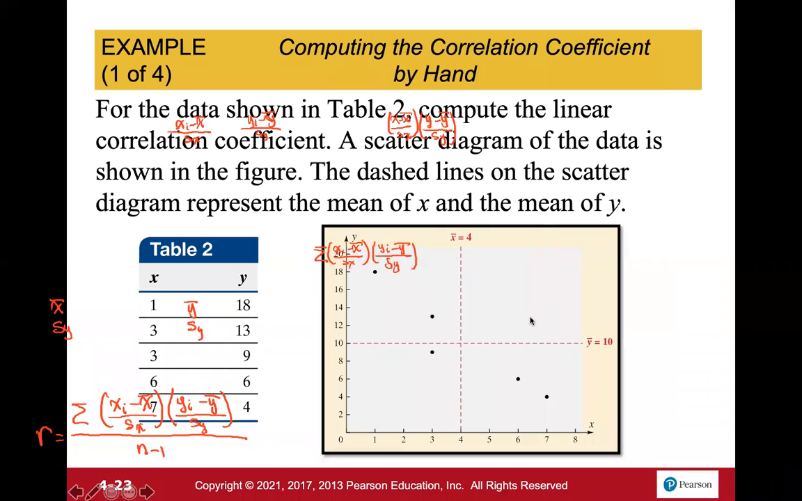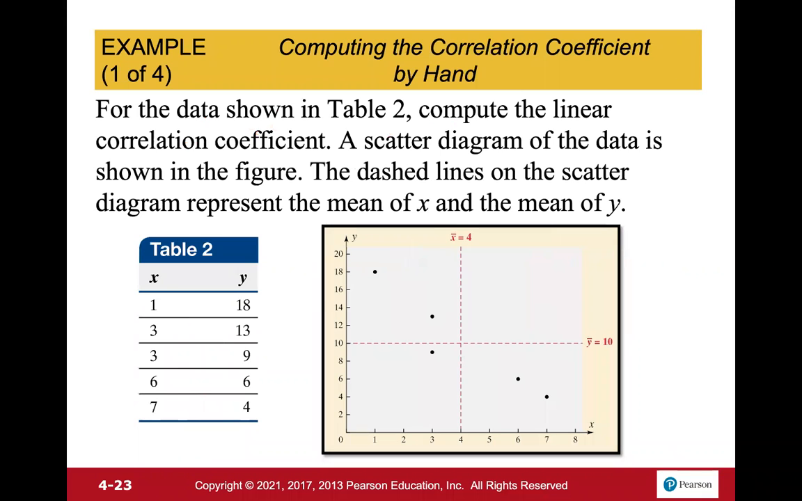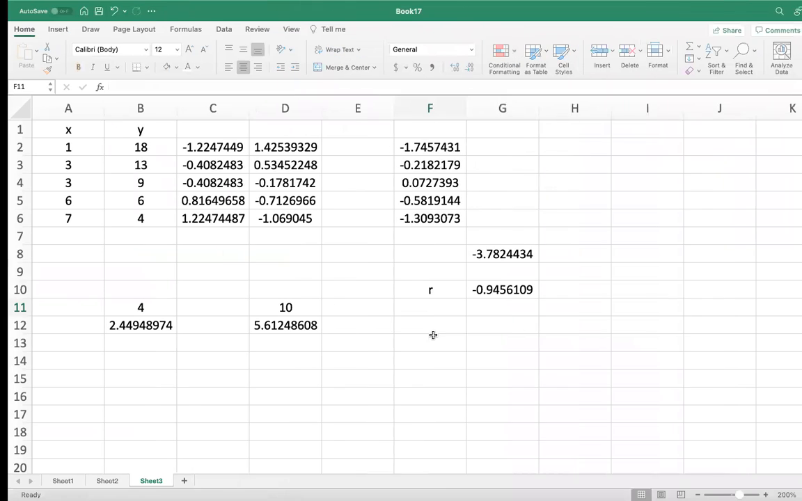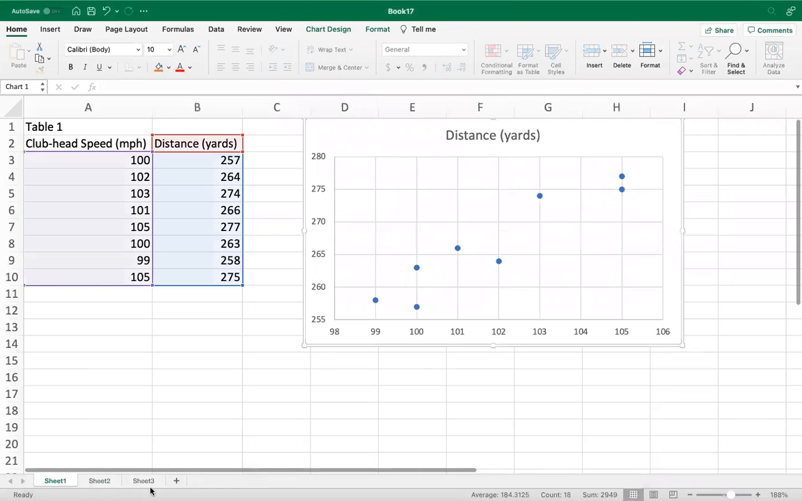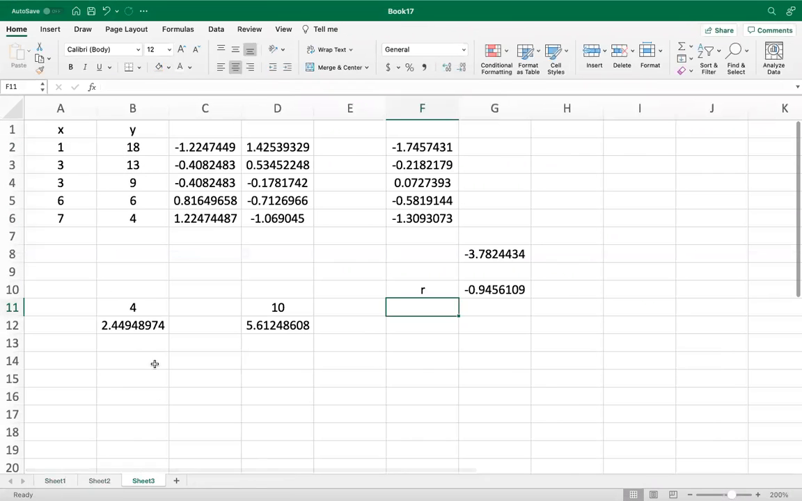So let's see if we missed anything over here. For the data shown in table 2, compute the linear correlation coefficient. A scatter diagram of the data is shown in the figure. Dashed lines in the scatter diagram represent the mean of x and the mean of y. So they just drew that same thing that we did over here. Which one was it? Oh, we didn't draw anything. Let's go ahead and get that.